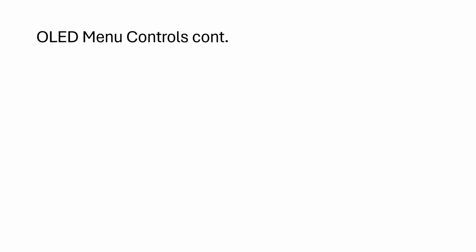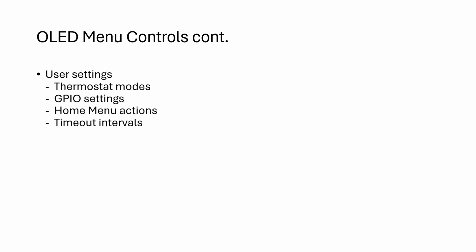Continuing in the OLED menus control, you have user settings, which include the multiple thermostat modes. The GPIO settings, which I mentioned on the previous slide, could be used, for example, to set up a momentary input to reset fuel used. Home menu actions, timeout intervals.